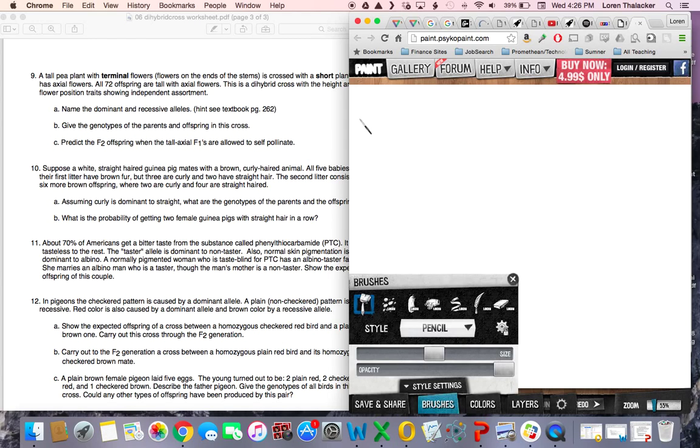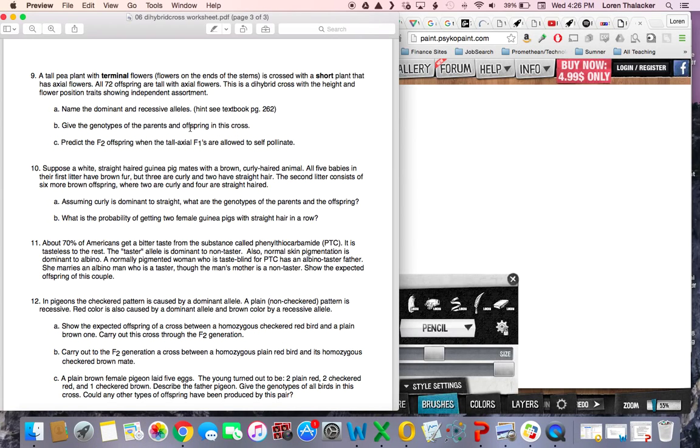The question is to name the dominant and recessive alleles. It says hidden, see the textbook, don't see the textbook. What you need to know is that when I cross these plants, all of them look the same. And if they all end up looking the same, that means that they all inherited the dominant alleles. Because if we cross two completely different things and we end up with all the same thing, that means they all have the dominant alleles.